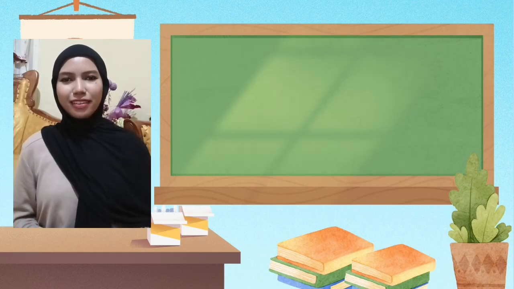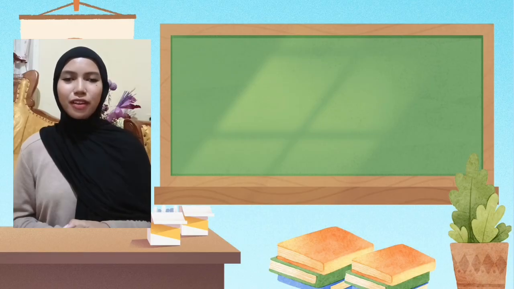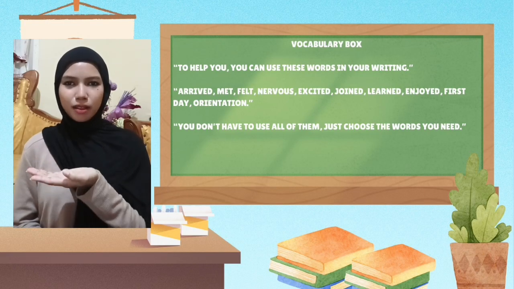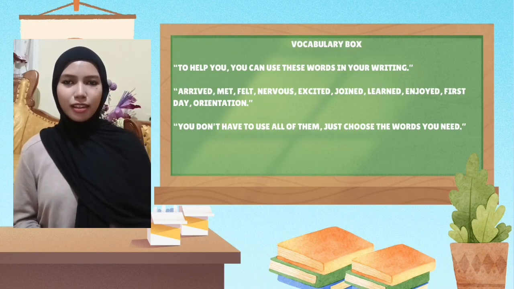Now it's time for the writing activities. Your task is to write a recount text about your own first day of school. You will write about 80 to 100 words. You can use the reading text as a model. And here's the example. To help you, I provide some scaffolding. You can use these words: arrive, meet, felt, nervous, excited, join, learn, enjoy, first day, and orientation.